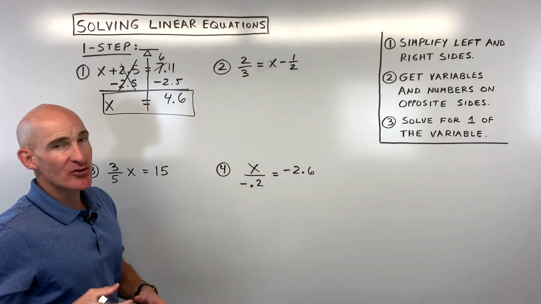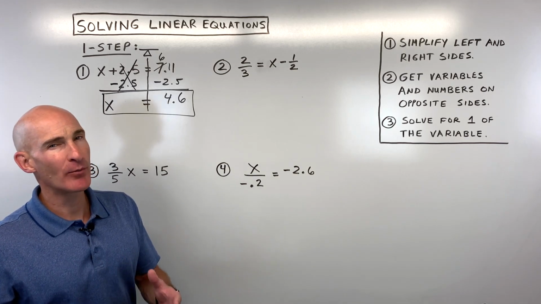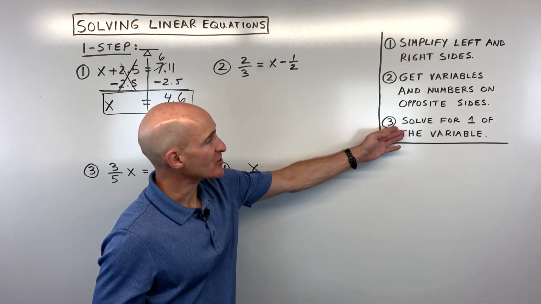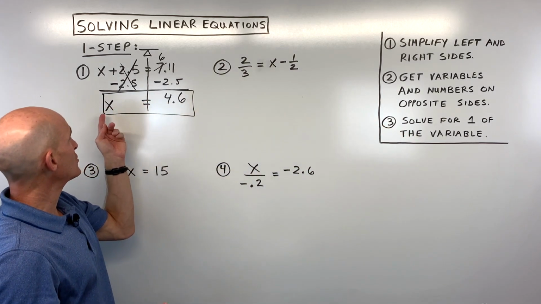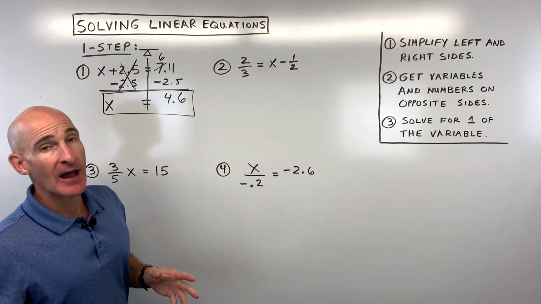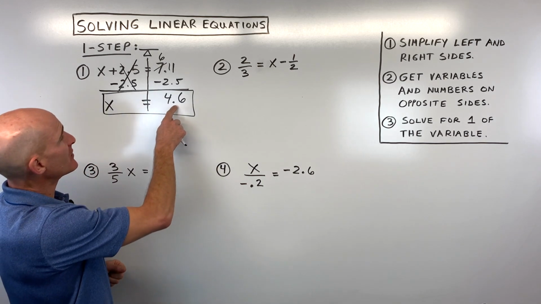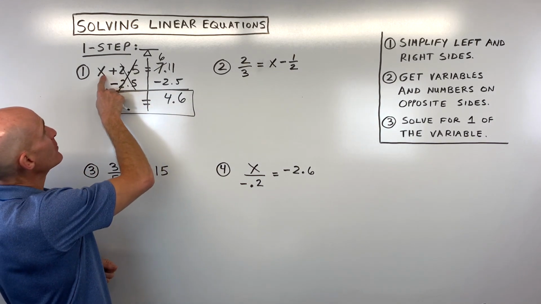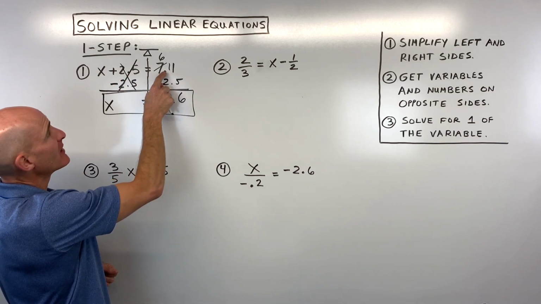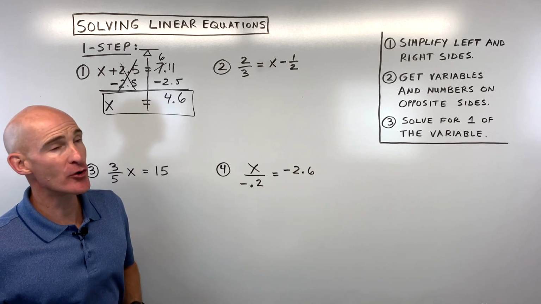With these problems, I try to include some fractions, some decimals, some positive and negative numbers to help you practice those skills as well. You can see the last step here is to solve for one of the variables. In this case, we just had 1x, so we're done. So x equals 4.6. Now, the nice thing about algebra is you can check your work. If you take the 4.6 and put it back in for x, 4.6 plus 2.5, yes, it equals the original number, which was 7.1. So you can always check your work.